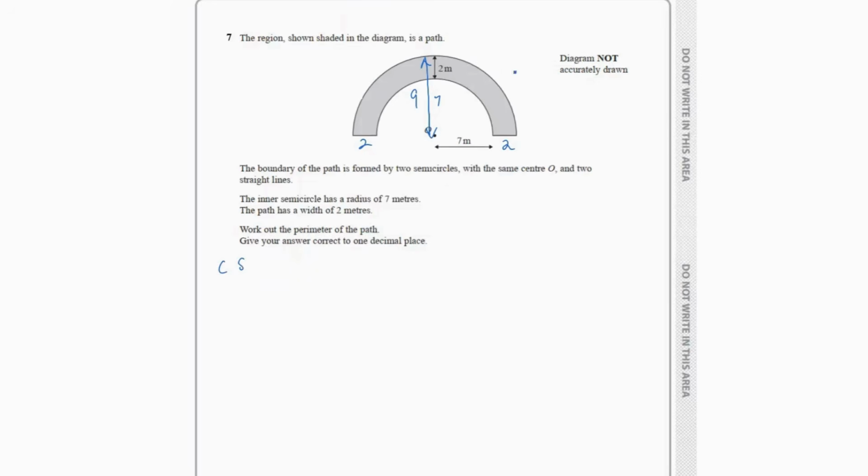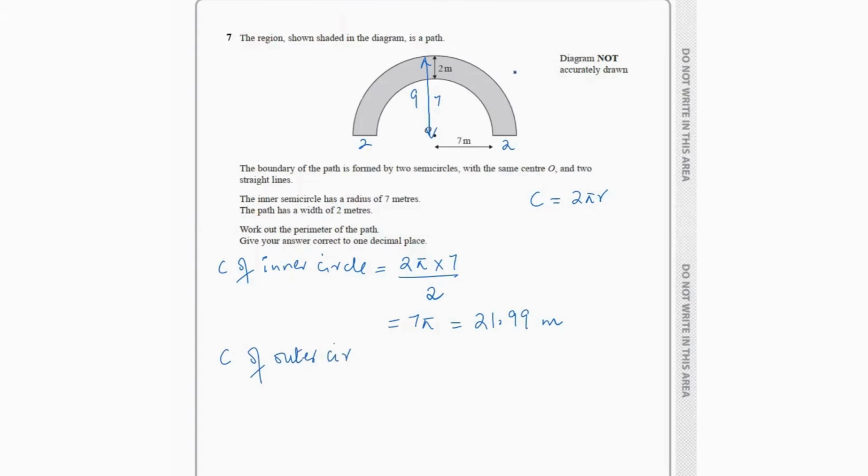So circumference of inner circle, that's going to be 2 pi times 7 divided by 2. Formula for the circumference is 2 pi r. Since it's a semicircle, we're dividing it by 2. Radius is 7. So that's going to be 7 pi, which becomes 21.99. I'm going to keep it correct to 2 decimal places right now. And then circumference of outer circle, 2 pi times 9 divided by 2. That's 9 pi, and that gives us 28.27.